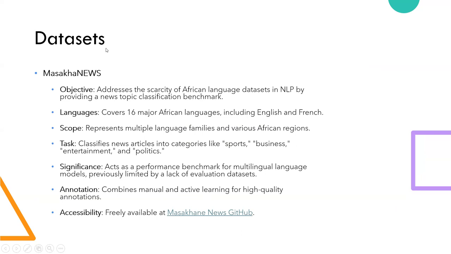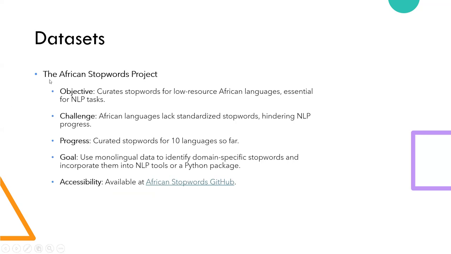We will be using three datasets for our work. The first is MasakhaNEWS, which includes a number of news outlets in 16 major languages, including English and French. It classifies news articles into categories like sports, business, entertainment, and politics. The second dataset is the African Stopwords Project, a crowdsourced database of curated stopword lists for African languages, mainly lists that are made using TF-IDF. Currently, it includes stopword lists for 10 languages.